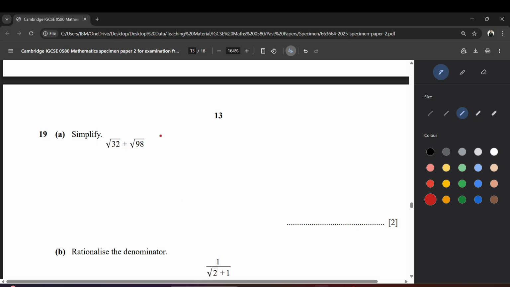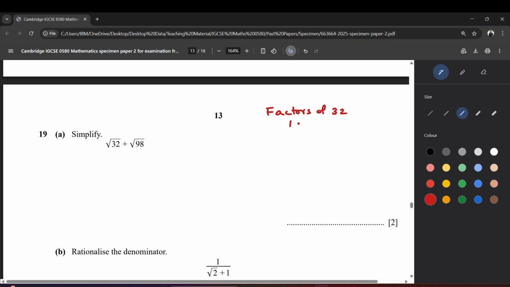Okay, question number 19. Simplify root 32 plus root 98. Now this is a question related to surds, right? You need to simplify this. So what you can do is try to find the factors of 32. When I write the factors of 32, your objective is to find the highest possible square number which is a factor of 32. So in short, you need to find a square factor.